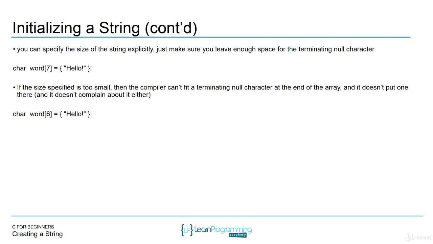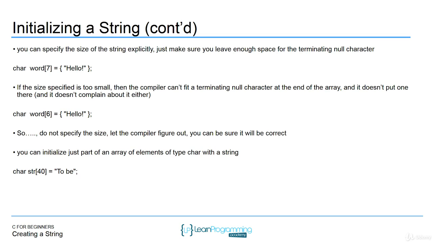So don't put any numbers inside those brackets for the size. Because if the size specified is too small, the compiler cannot fit the terminating null character at the end of the array. It doesn't put one there, and it's not going to tell you that it didn't put one there. So you're going to have a bug in your program and you're not even going to know it. Best practice is, when you're using a string literal and initializing a string, to just let the compiler figure out the size for you.